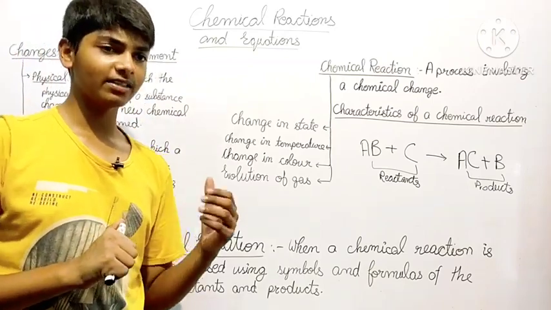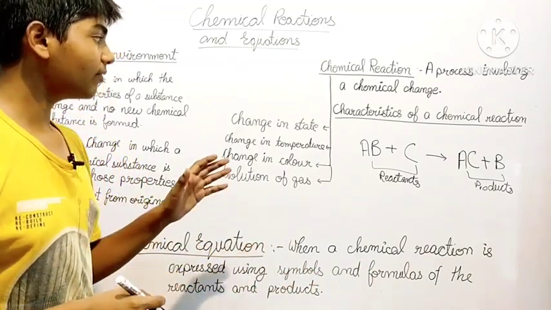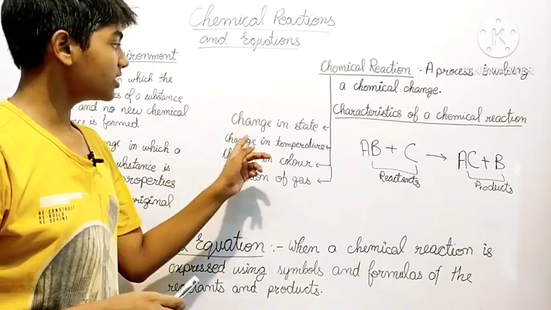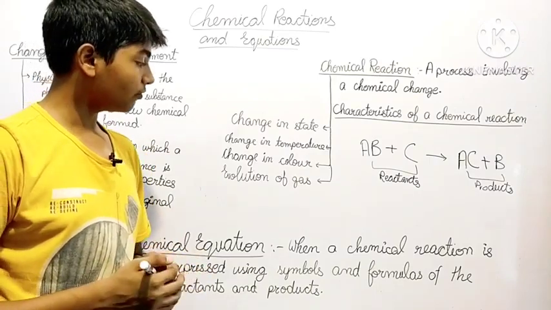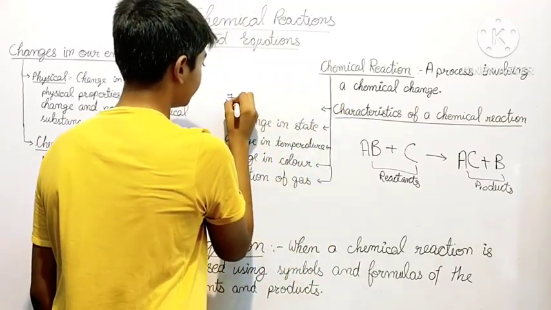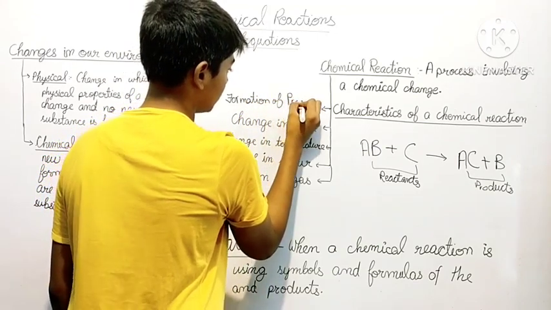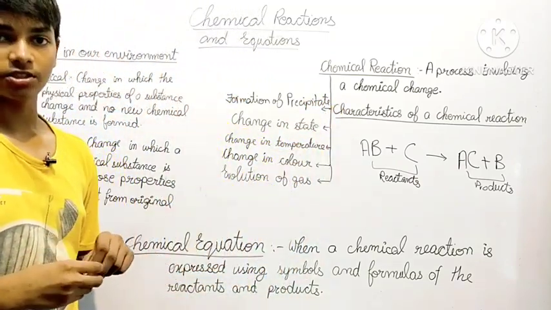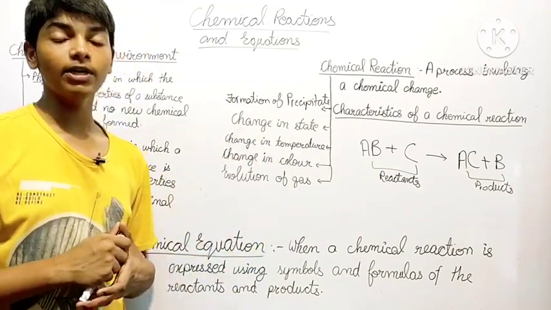Now how can we, just looking at the reaction, say whether it is a chemical reaction or not? There are 4 to 6 chemical characteristics of a chemical reaction. The first is change in state, second is change in temperature, third is change in color, fourth is evolution of gas, and the fifth one is formation of precipitate. A precipitate is a substance which is insoluble in its solution. We will learn about precipitate in double displacement reaction.